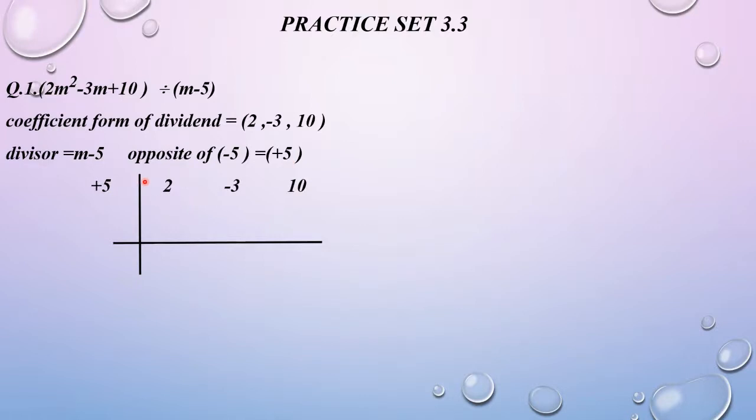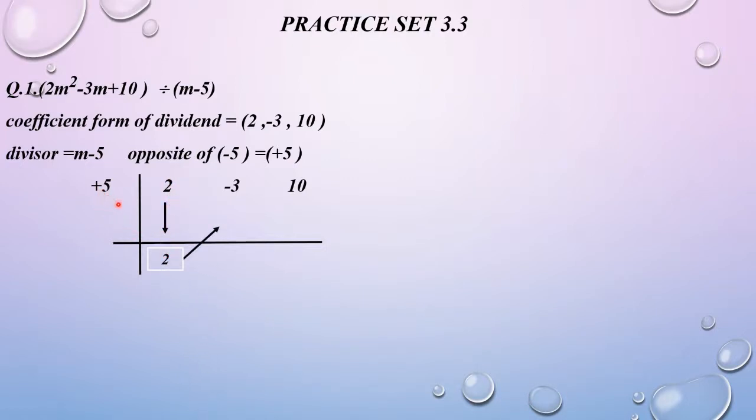We will be making the vertical line and horizontal line. In the first row, we are writing the coefficient form of dividend as 2, minus 3 and 10 inside the line, and outside we will be writing the opposite of the divisor, that is plus 5. We will write 2 as it is in the third row.